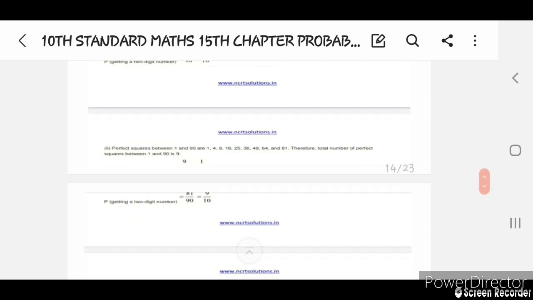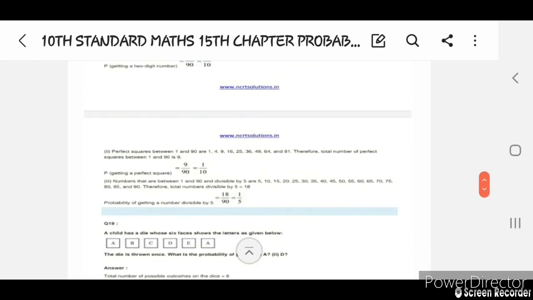Next, a perfect square number. The perfect square numbers are 1, 4, 9, 16, 25, 36, 49, 64 and 81. So therefore 9 by 90. 9 square numbers are there. 9 by 90, that is equal to 1 by 10 is the probability.